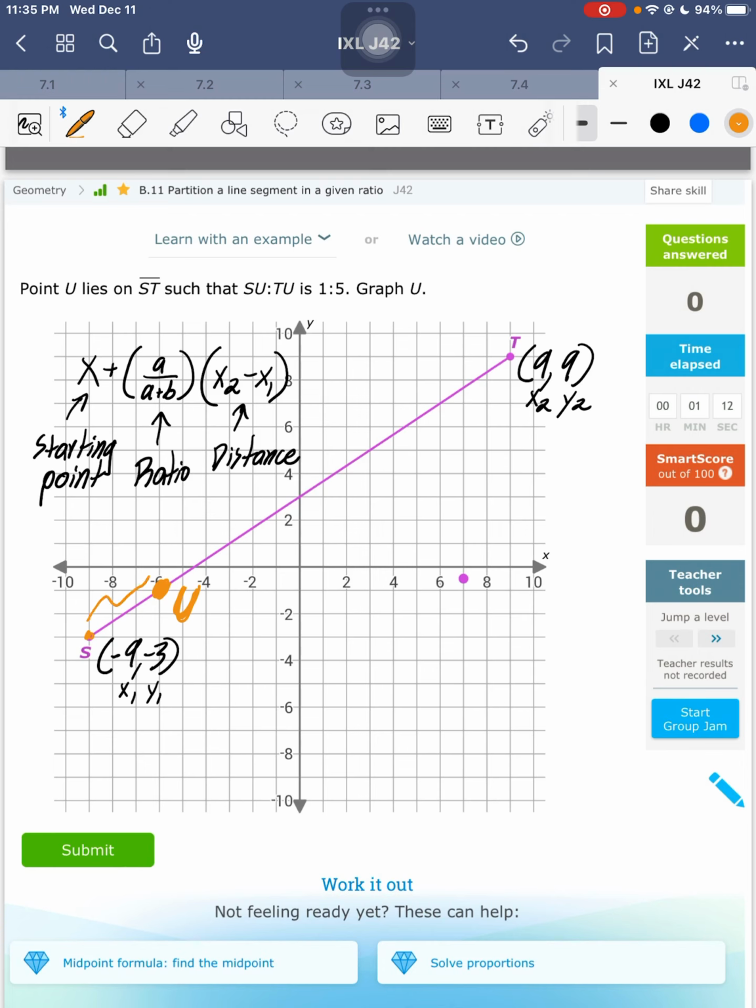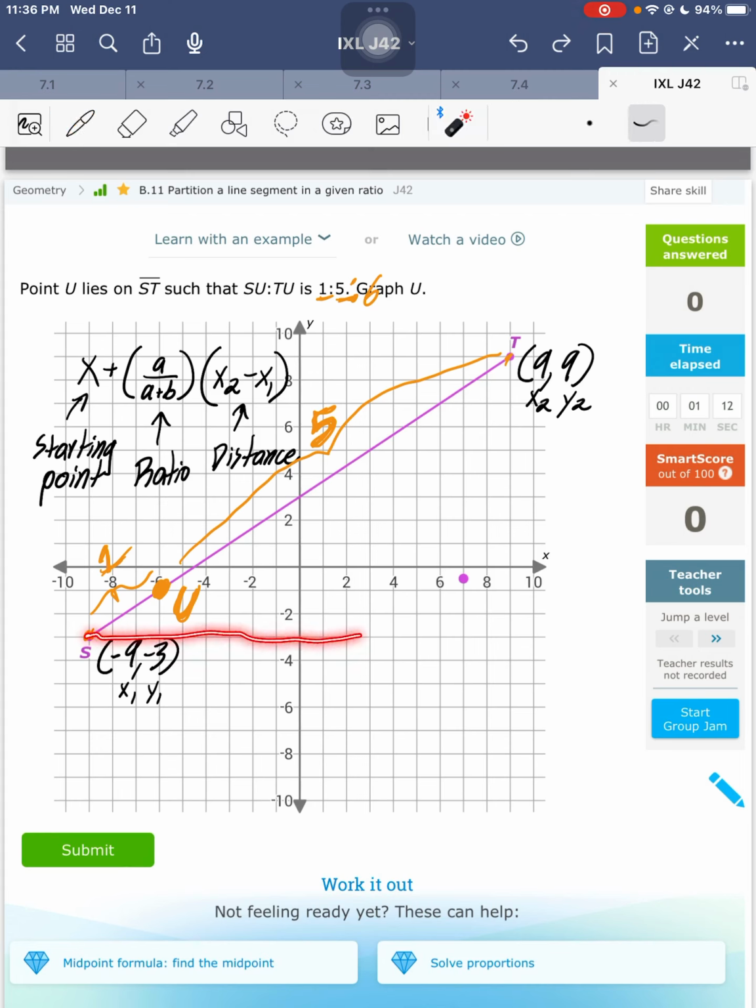This distance from S to U is gonna be 1. And now U all the way to T is gonna be what? 5. So I'm partitioning it, separating it so that SU is worth 1 unit and TU is worth 5 units. So what is the total distance of S to T? Well, that's gonna be 6. And that's why we have this a plus b.